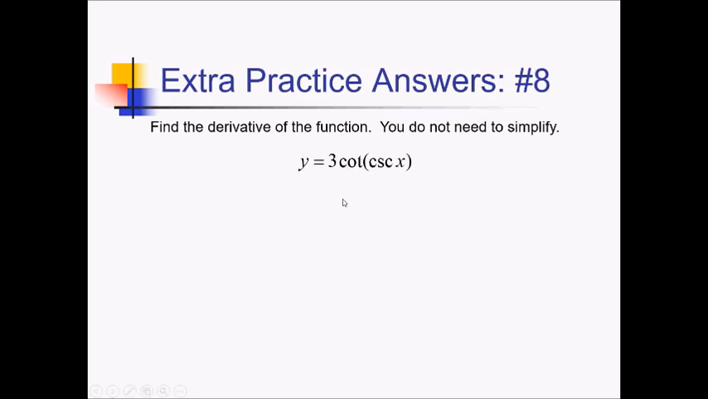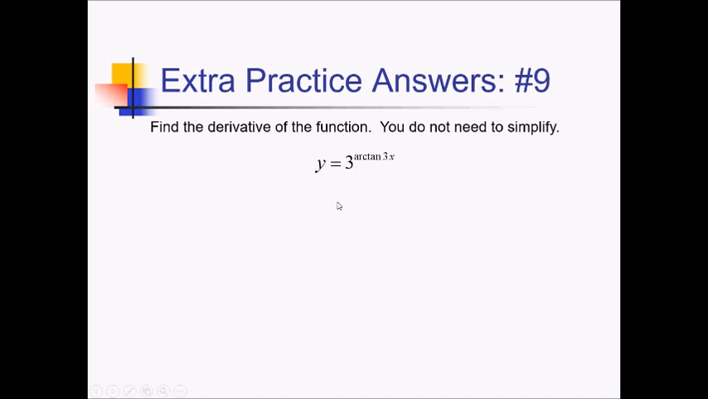For this problem, we're going to need the chain rule to take this derivative. Outer function is 3 cotan of something. So the derivative of that's going to be negative 3 cosecant squared of something, the something being another cosecant of x. Now we have to actually take the derivative of this inner cosecant of x, which is going to be negative cosecant of x cotan of x.